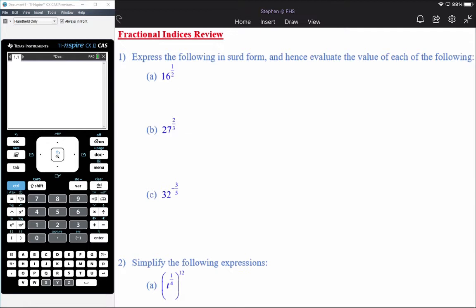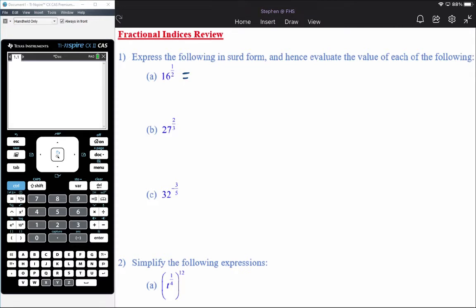So question 1 asks us to express the following in surd form. There's 3 questions there, and hence evaluate the value of each of them. So basically we've got these 3 numbers over here and we need to convert them into surd form. So just remember that anytime you see a power of a half, that is a square root.